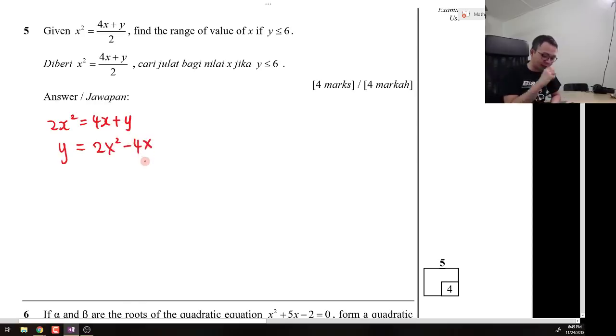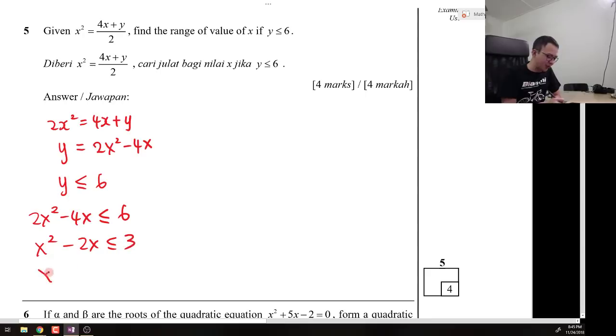Alright, so then the question says y is less than or equal to 6, right? That means in this equation, this is y, right? So when y is less than or equal to 6, my y is 2x squared minus 4x, less than or equal to 6. And then I divide the whole equation by 2: x squared minus 2x less than or equal to 3. And then I solve this equation: x squared minus 2x minus 3 less than or equal to 0. And then I factorize this equation.